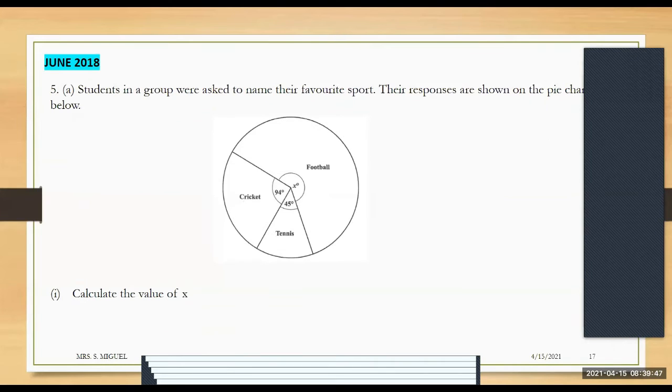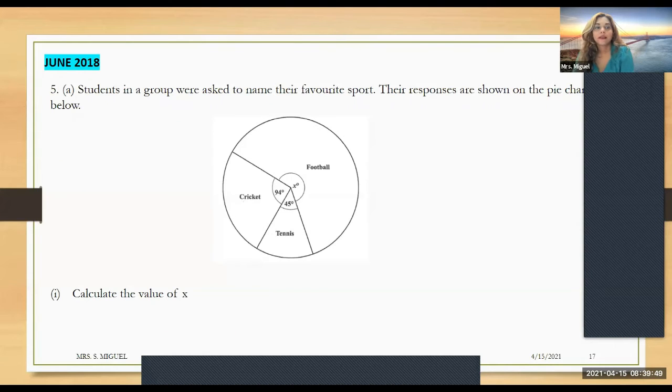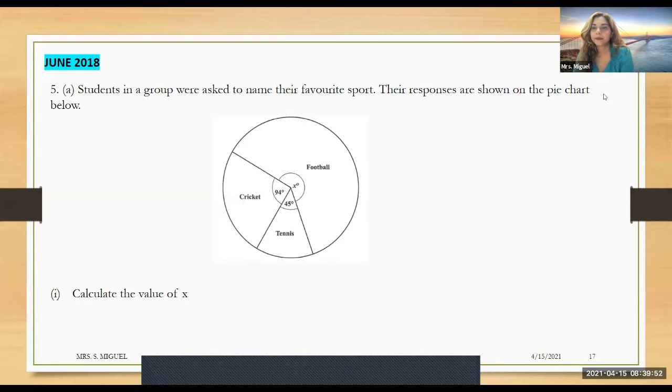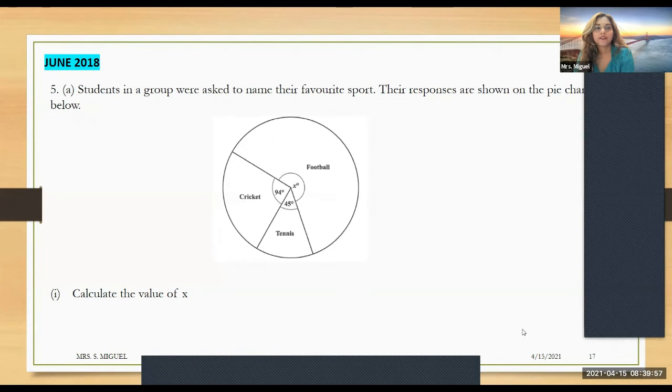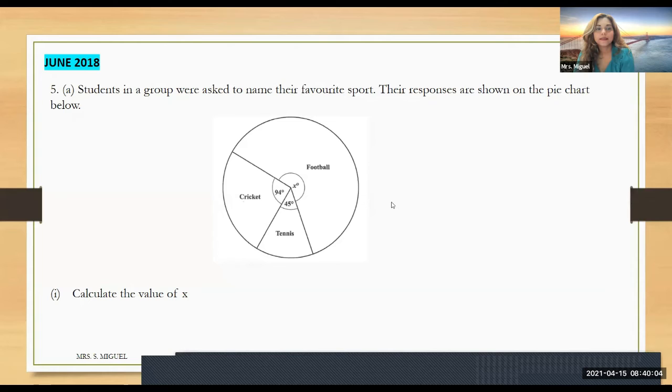All right. So we move on to June 2018. And in June 2018, we have the question that reads as follows. Students in a group were asked to name their favorite sport. Their responses are shown on the pie chart below. So the favorite sports of these students are football, cricket, and tennis.